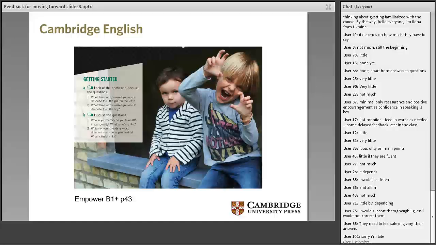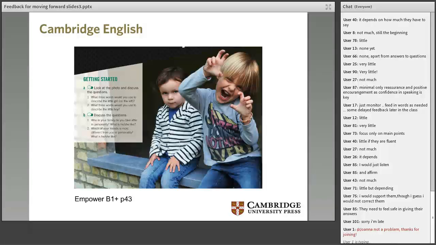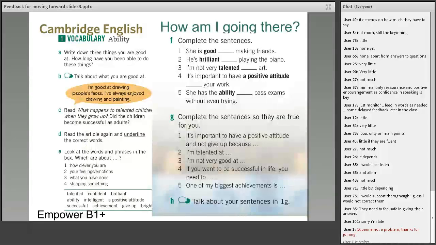Okay, but at this stage, we don't really need to correct. And it might be a bit damaging to do so.